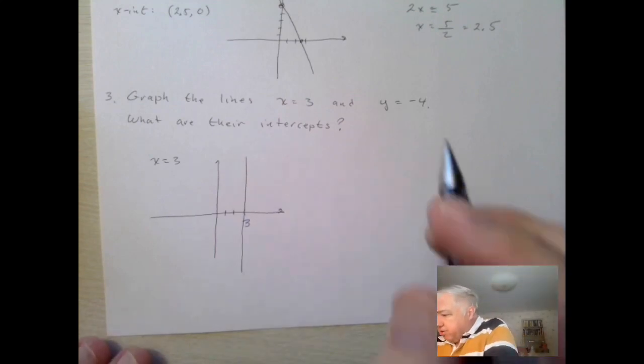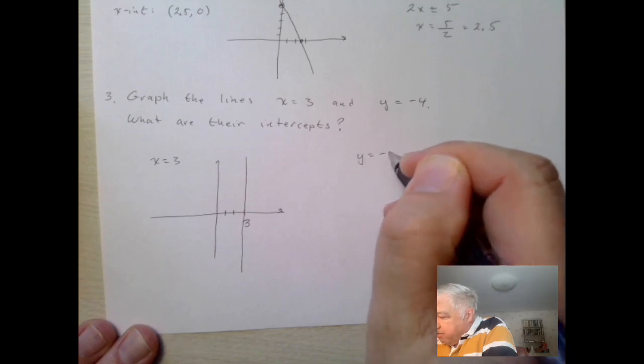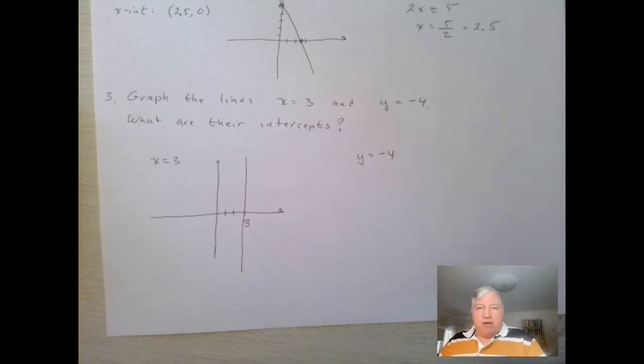And then similarly, for y equals 4, whenever you have y equals a constant, that's a horizontal line because all the y-coordinates are the same.